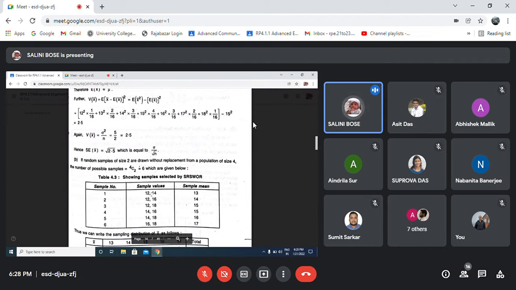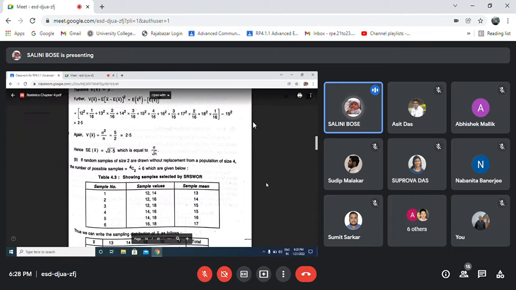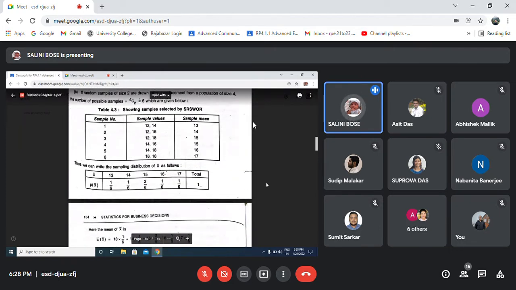And in total we are getting N C n, that is 6 samples, each of size 2. And for each and every sample, what will be the sample mean? So 14 and 12, its mean is 13. 12, 16 mean is 14. 12 and 18 has mean 15. So you are just doing the normal arithmetic average. And similarly, you have to make the sampling distribution of x bar. So sample means 13, 14, 15, 16 and 17.